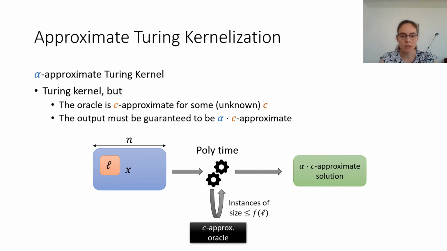Okay, so this C here is something that the algorithm does not have access to, just like an approximate kernel would not have access to C. In this way, we guarantee that approximate Turing kernels generalize both approximate kernels and Turing kernels.